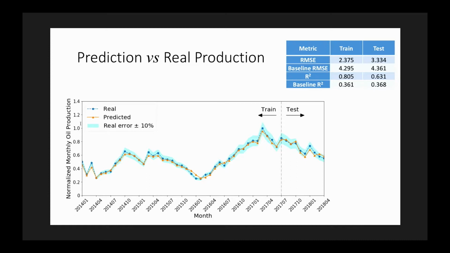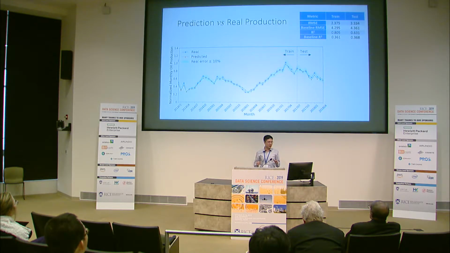The left is the training data. We're using time series cross-validation to select the best model. And the right part is the test data. From here, we can see that in the test data, all the predictions are located within the plus or minus 10% relative error band. On the top right are metric tables for the training data and the test data.